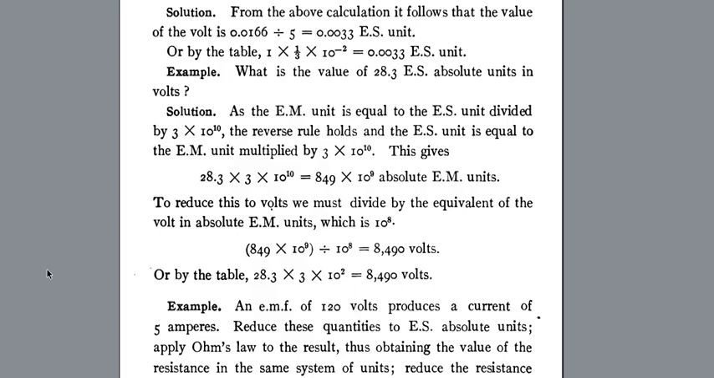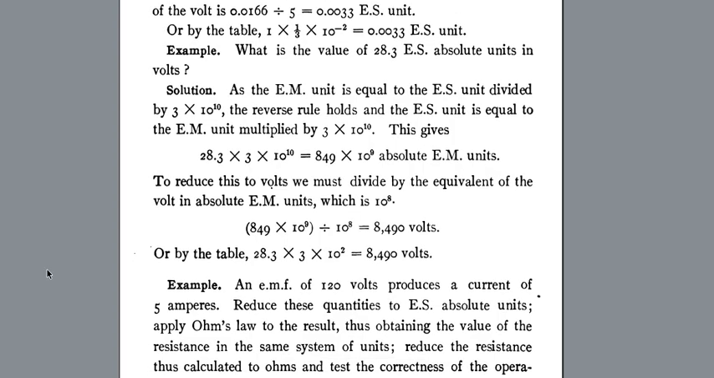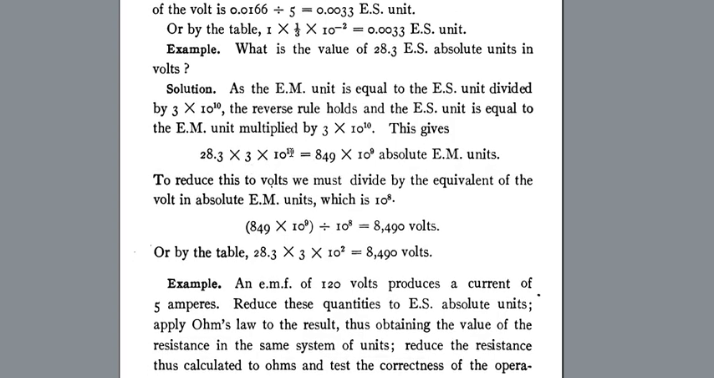Solution. As the electromagnetic unit is equal to the electrostatic unit divided by 3 multiplied by 10 raised to the power of 10, the reverse rule holds. The electrostatic unit is equal to the electromagnetic unit multiplied by 3 multiplied by 10 raised to the power of 10. 28.3 multiplied by 3 multiplied by 10 raised to the power of 10 equals 849 multiplied by 10 raised to the power of 9 absolute electromagnetic units.